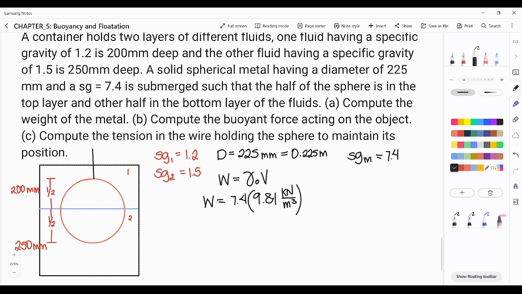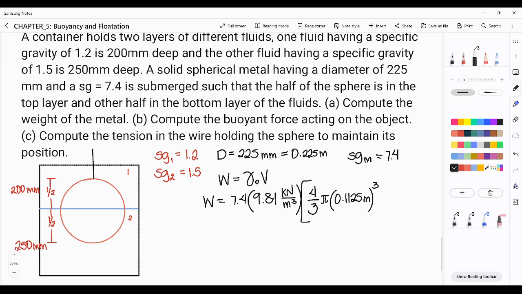And then, the volume. Anong volume ng sphere? Now that we have here a sphere, the volume of a sphere is, we all know, 4/3 pi r cube. Given naman yung diameter, so divide mo lang siya ng 2, so that will be equal to 0.225 divided by 2 is 0.1125 meters. So that's our radius. That should be cubed para maging unit of volume. Tama ba?